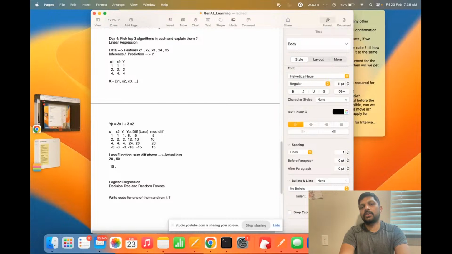What if I have 3 records? 35. What if I have 4 records, like here, right? It's 50. So the number of records that I use in order to calculate the loss function is impacting my loss function. So it is getting dependent on the number of records.